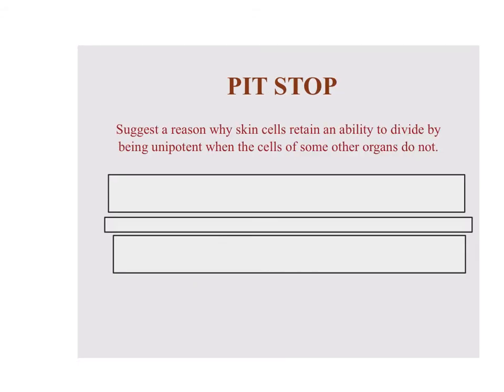So now we're here, we've had a think about the different types of stem cells. Could you now stop for a second, pause, and suggest a reason why skin cells retain an ability to divide by being unipotent when the cells of some other organs don't? So think about where the skin is, think about why those skin cells might need to continue dividing. Use your common sense, it's not as tricky as you think it is. So pause now, spend a couple of minutes, and then we'll go through the answers.